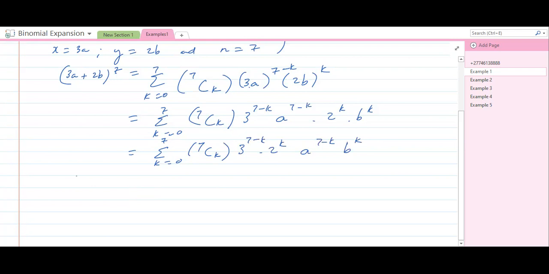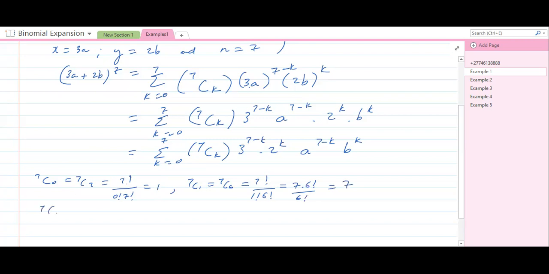Now, we need some 7 choose k values. 7 choose 0 is the same thing as 7 choose 7, which gives us 7 factorial over 0 factorial 7 factorial, which is equal to 1. 7 choose 1 is the same thing as 7 choose 6, which gives us 7 factorial over 1 factorial 6 factorial, which is equal to 7 times 6 factorial over 6 factorial, which is equal to 7.